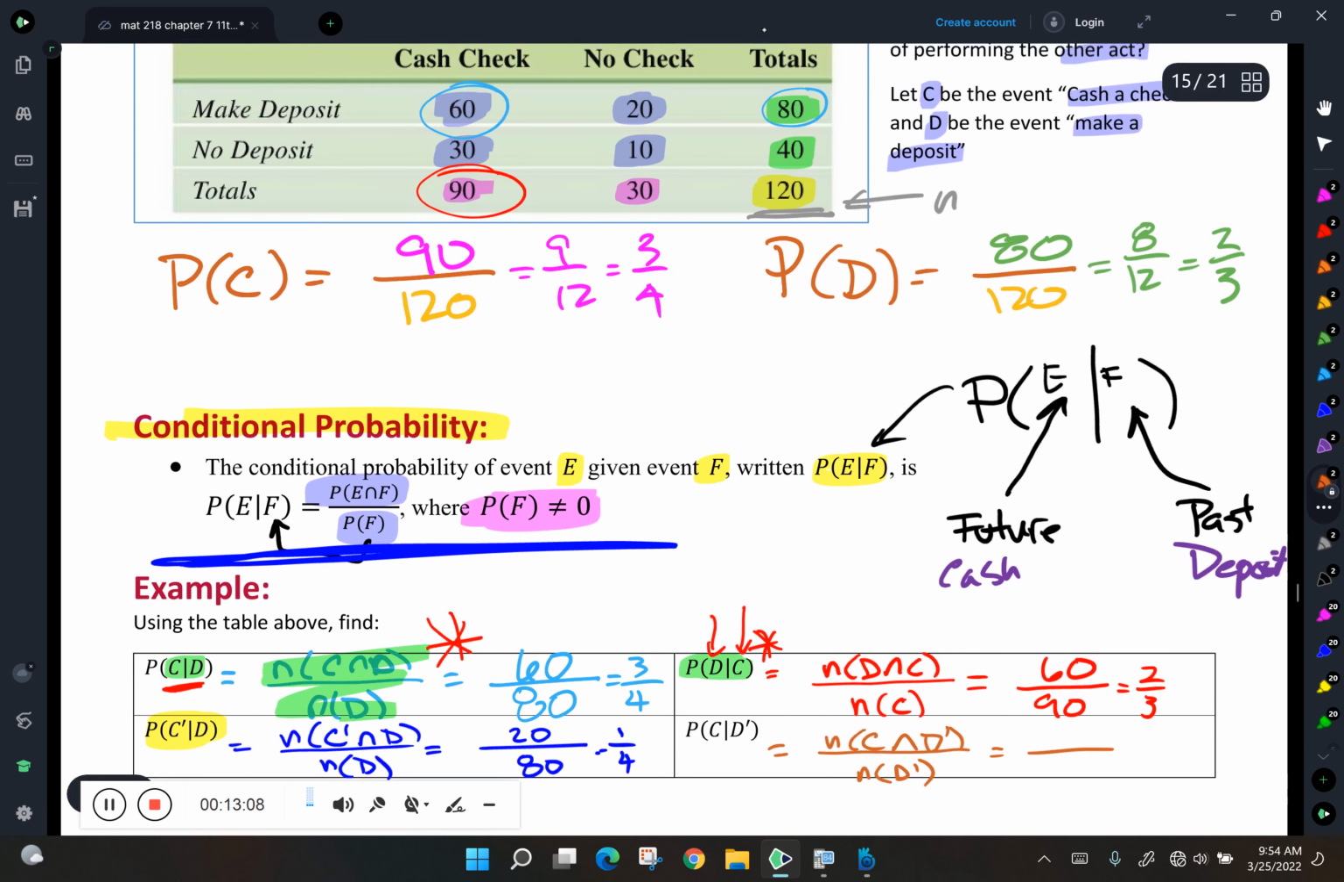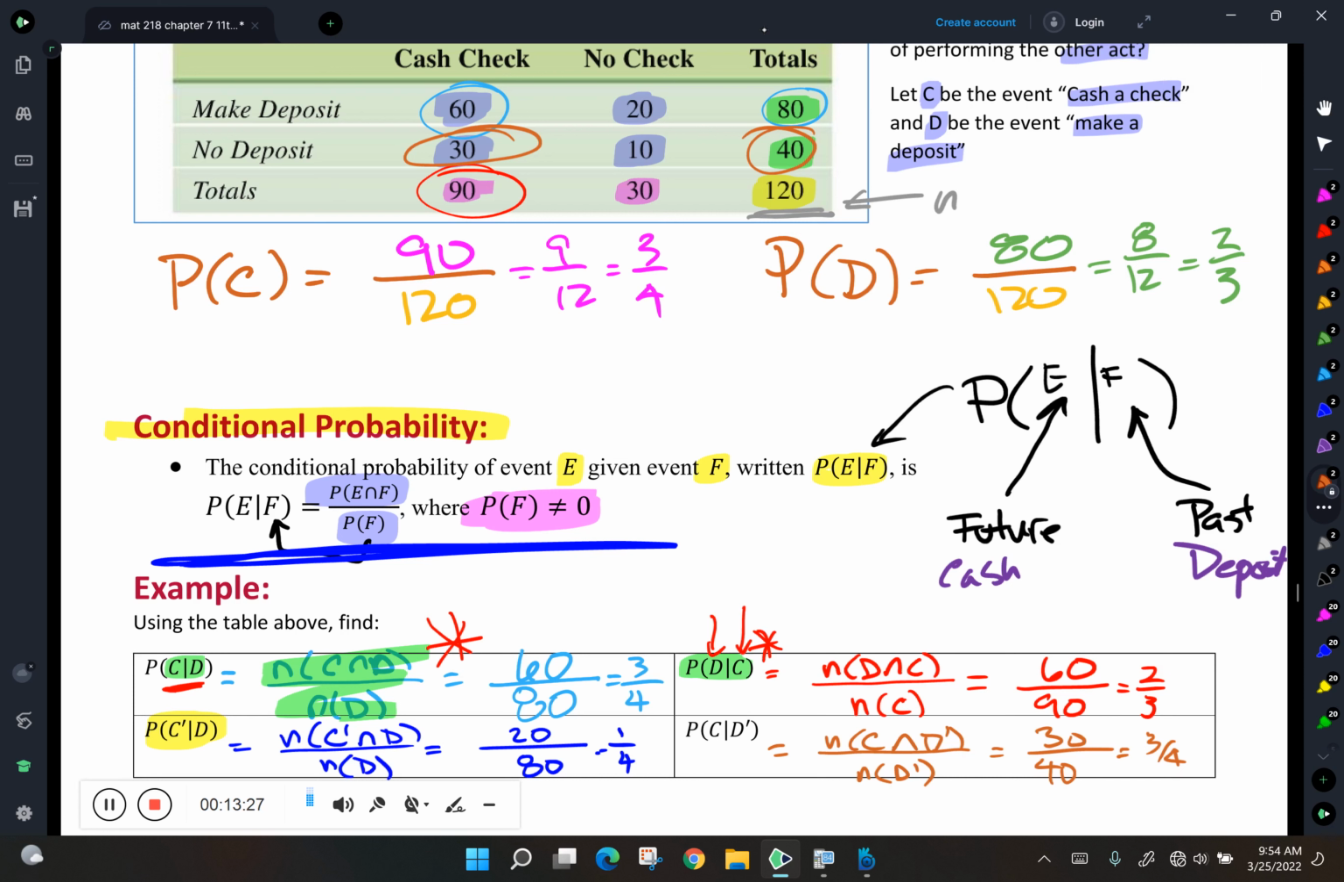So I go back up to the table. Cashed a check and did not make a deposit. Cashed a check and no deposits right there, that's that 30. Divided by did not make a deposit, that's that 40. And that reduces down to 3/4.